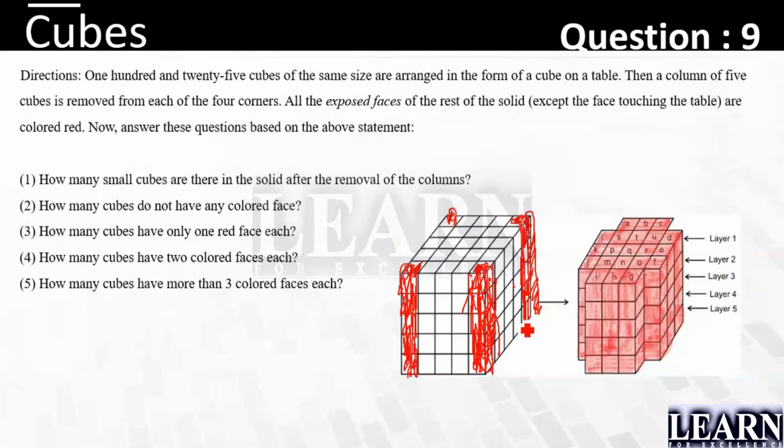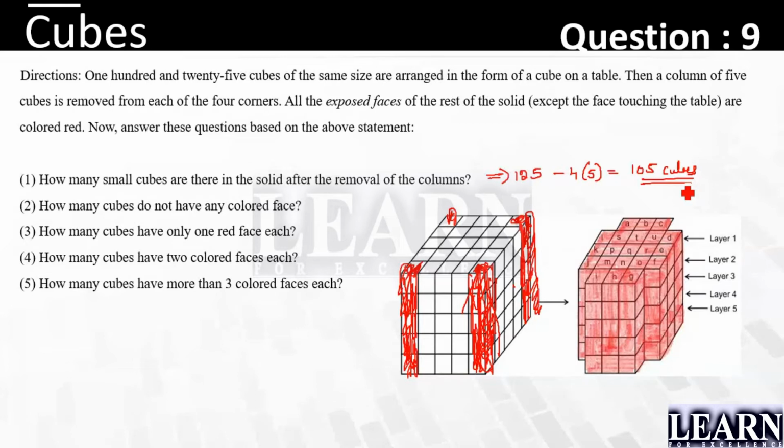Now what they asked: how many small cubes are there in the solid after the removal of the columns? The total is 125, and how many columns have been removed? 4 columns have been removed. What is the total count in each column? Each column had 5. So 4 into 5 has been removed. So I can say 125 minus 20, which gives 105 cubes. 105 cubes are there in the solid after removal of the columns.